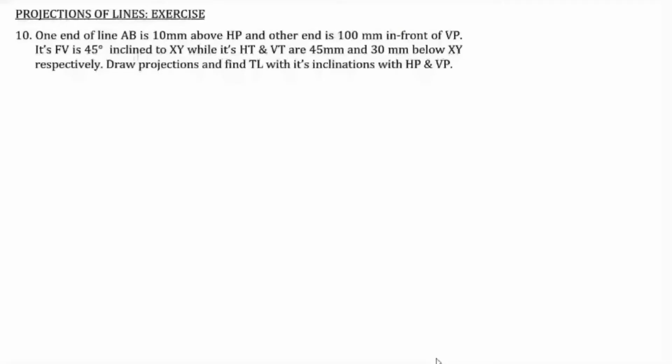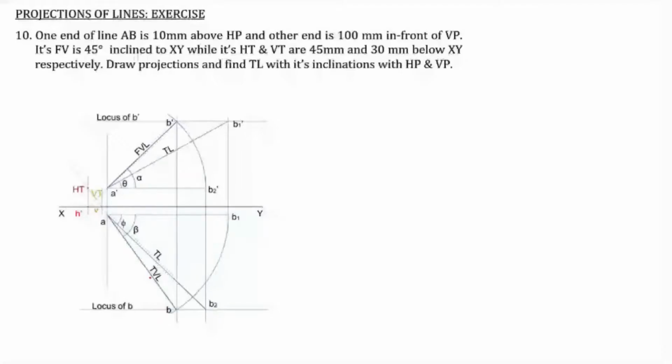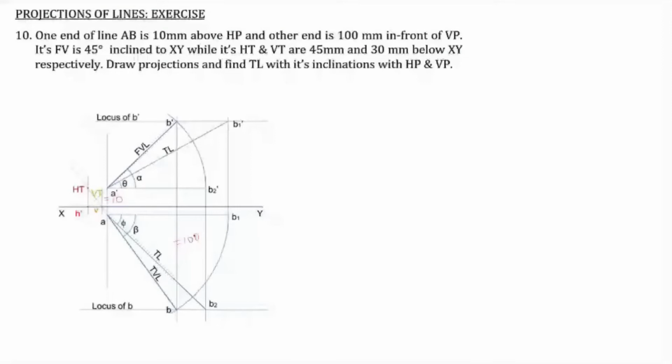Okay, let's first mark the dimensions, the given data in the base figure. So the one end of the line is 10 millimeter above HP. So let this end be 10 millimeter above HP line. And the other end is 100 millimeter in front of VP. So this distance should be 100 millimeter. So this is 100 millimeter in front of VP, that means 100 millimeter below the XY line.